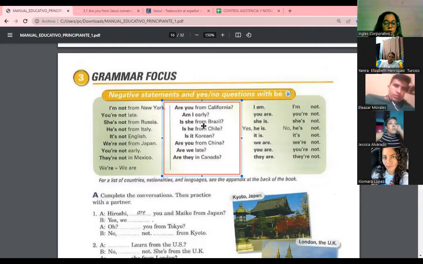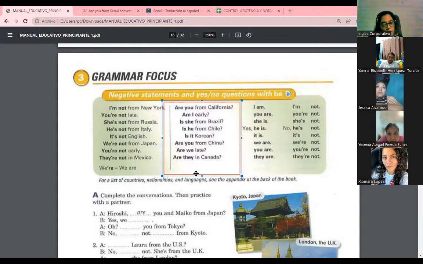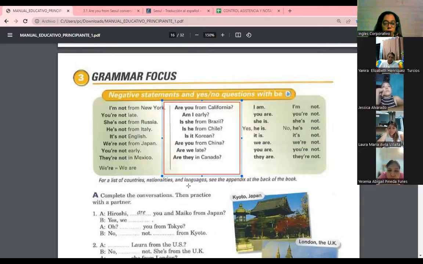Okay, is she? Siempre la pregunta va a ser con el verb be, o sea, con is y con are, dependiendo del subject. ¿Para cuáles vamos a poner is? Vamos a ver, ¿en cuáles voy a tener que poner yo is? For he, and it, right? Ok, ¿en cuáles voy a tener que utilizar are? We, they, you. Excelente, muy bien. Entonces, tenemos que recordar eso.